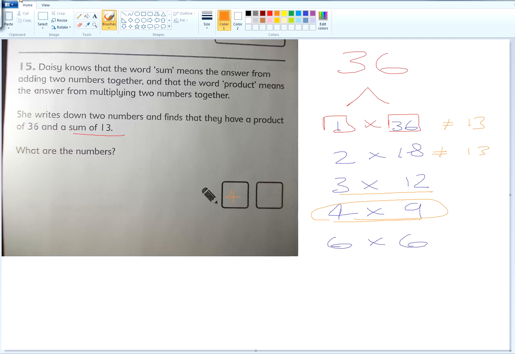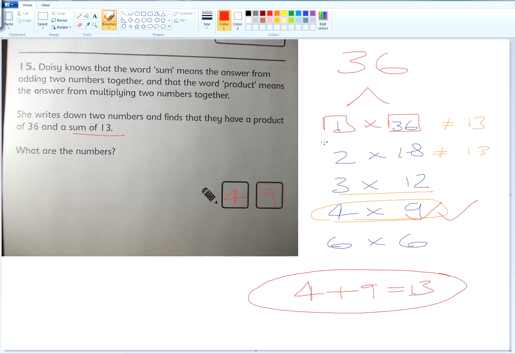So next. Let's just copy it down, quickly copy down. 4 and 9, or 9 and 4, in order. So we look at all the numbers that multiply to give us 36 and we find the ones that add up to give you 13. So we said 4 add 9 is equal to 13. So that was the correct solution here.